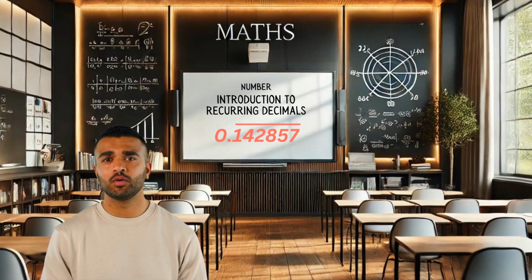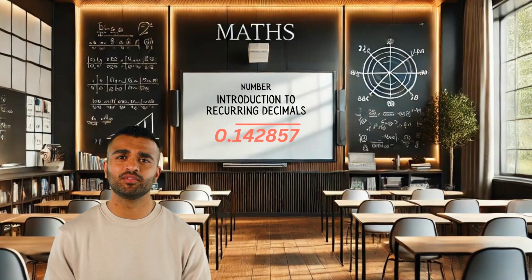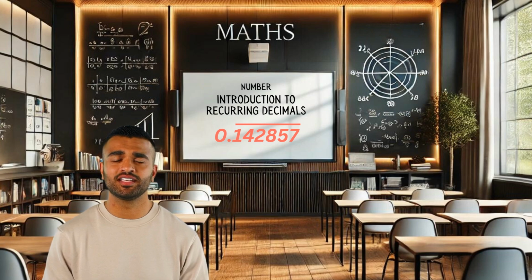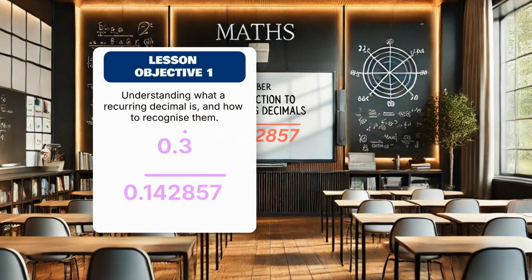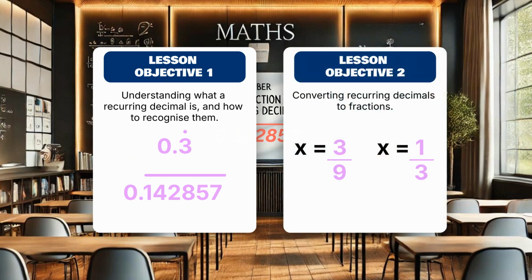In this lesson, we'll build on your existing knowledge of decimals and fractions by introducing the concept of recurring numbers. We'll start by defining what a recurring number is and how it differs from a terminating decimal. Then we'll look at some examples of recurring numbers and how to recognize them. Finally, we'll apply this new knowledge by converting recurring decimals to fractions, reinforcing our understanding through practical exercises.